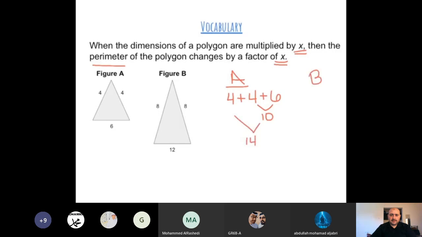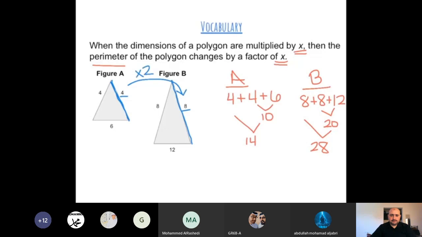The perimeter of figure B would be 8 plus 8 plus 12. 12 plus 8 gives us 20. 20 plus 8 more gives us 28. If we notice, each side in figure B is twice the amount in figure A. So this side in figure B is 8, and this side in figure A is 4. So the one in figure B is 2 times greater than the one in figure A.